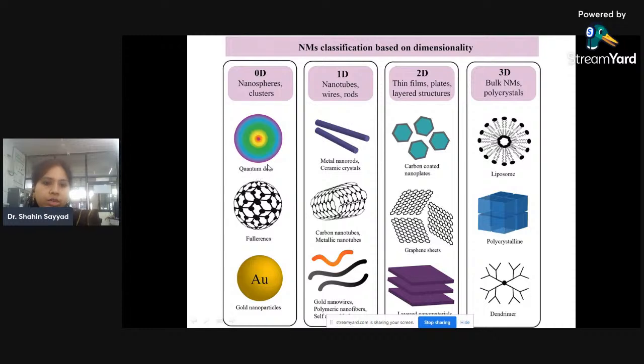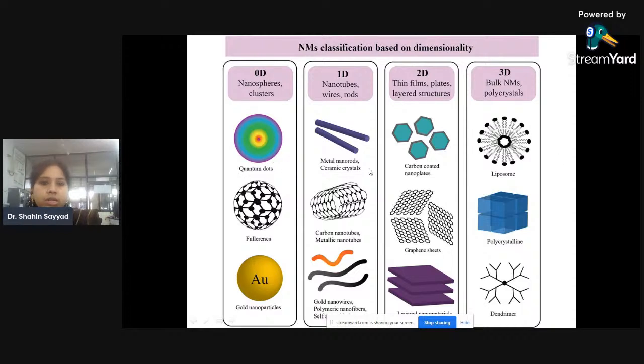They have different shapes. Quantum dots, fullerene, and gold nanoparticles come under the category of zero dimension. Nanorods, nanosheets, and nanofibers come under the category of one dimension. Thin films and thick films come under the category of two dimension. And arrays of polycrystalline materials, dendrimers, and liposomes come under the category of three dimensions.